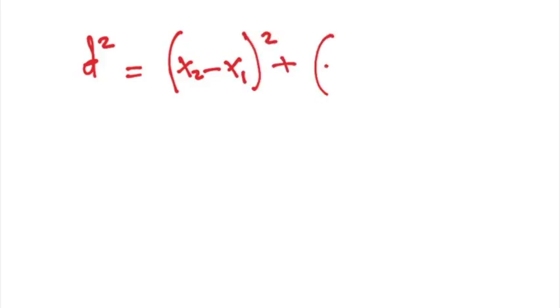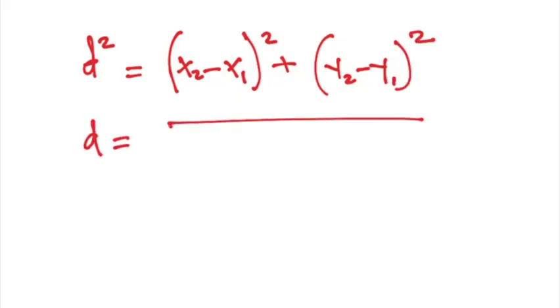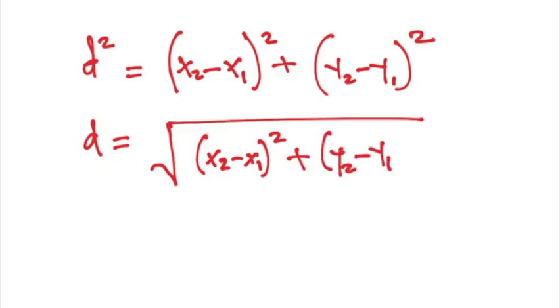Now we have a nice formula that says d squared is equal to (x2 minus x1) squared plus (y2 minus y1) squared. Now, if you want to get d, it will be the square root of all that: (x2 minus x1) squared plus (y2 minus y1) squared. So let's see some examples.